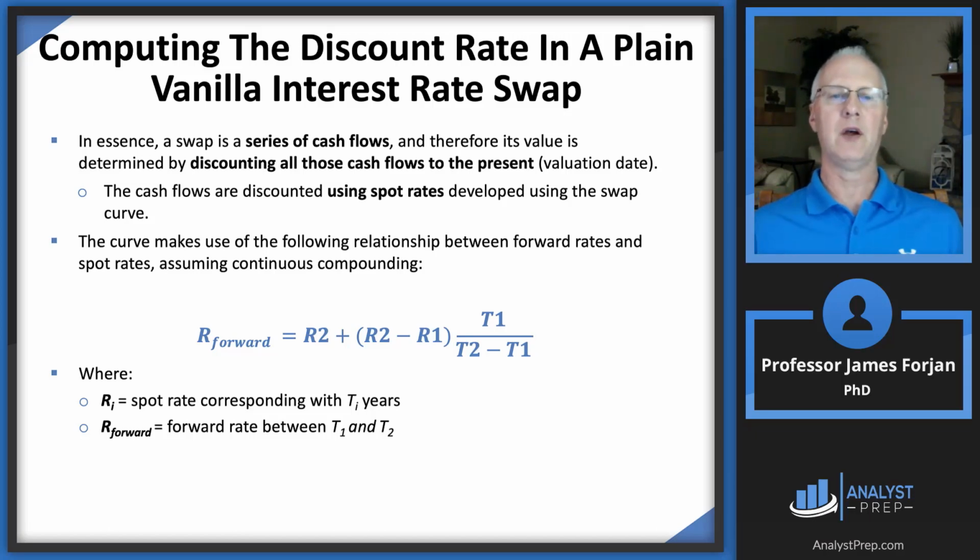Now, what's happening here in this swap is, let's look at a 5-year tenor. So we've got 5 years, but every 6 months we net the payments. So that's 10 possible nettings of payments. So it's really a series of cash flows.